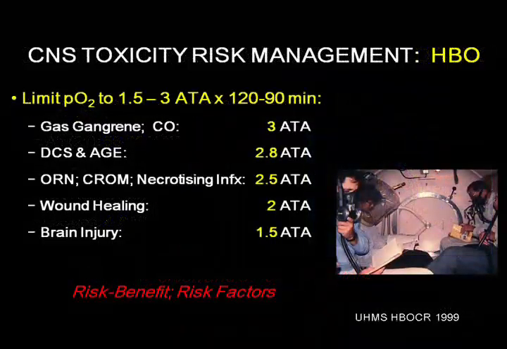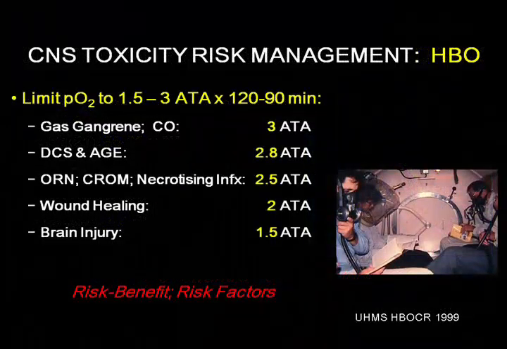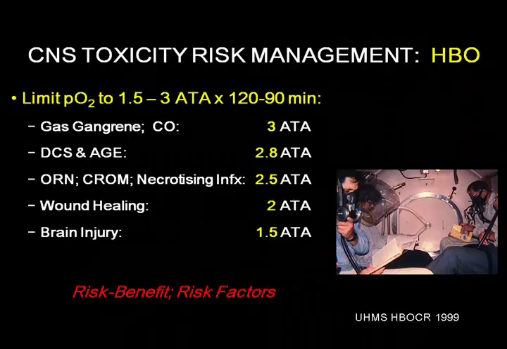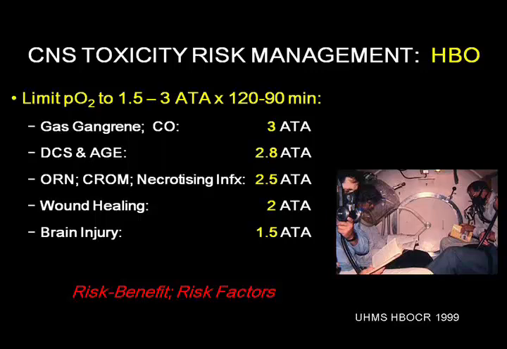When we provide oxygen in a hyperbaric chamber, however, we usually work between 1.5 and 3 atmospheres with a range of between 2 hours at 1.5 and 90 minutes without air breaks at 3 atmospheres, which would be an extreme situation. And those would be worst case scenario for gas gangrene and carbon monoxide, where we'd go all the way to 3. Diving disorders and bubble disease, that we would use 2.8. The usual run-of-the-mill hyperbaric oxygen treatments would be at 2.5, the wound healing protocols at 2, and in some cases brain injury and neurological problems are treated at 1.5.